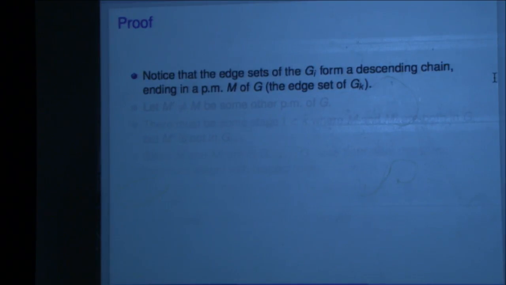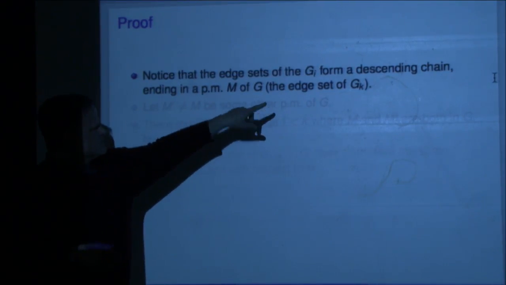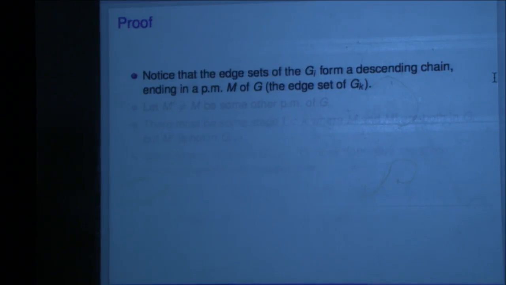So what we've been doing is we start with G, and we keep taking derived graphs. So the edge sets are forming a descending chain with respect to containment. And they end with a perfect matching M of G, which is just the edge set of G sub K. So M is like at the end of the line. There's a unique perfect matching at the end if we choose these weight functions the right way.